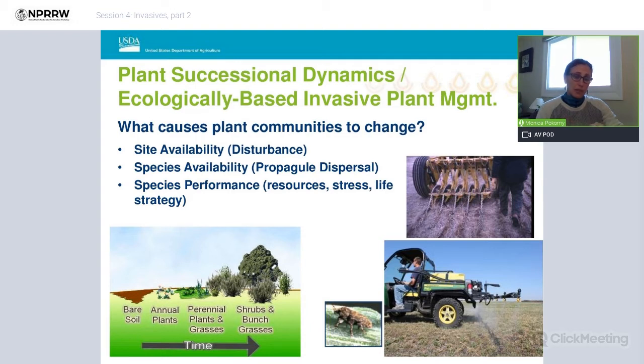Another way plant communities change is species availability, which you can also think of as propagule dispersal, or basically what species are available, what's already on the site, or what could you introduce to the site. And then another way plant communities change is by individual species performance. So how are they using the resources? How are plants responding to stress? What would be their life history? All of these causes of plant community change can be addressed through the tools that we have for invasive plant management. And the key is really just to address them in a complementary manner.